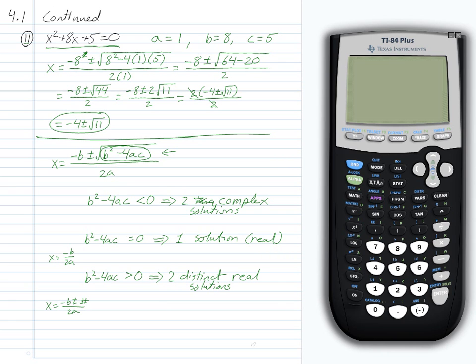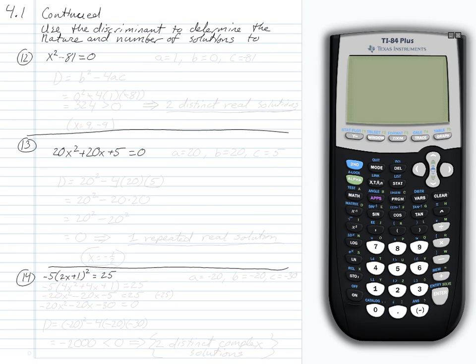Alright, and that is outlined under definition 4.12. This is on the next page under types of solutions. We use that structure to determine whether or not we're dealing with complex solutions or real solutions, and if we have real solutions, whether there will be one or two of them. So in this next section, we want to determine the nature and the number of different solutions to quadratics without actually calculating what those solutions are.